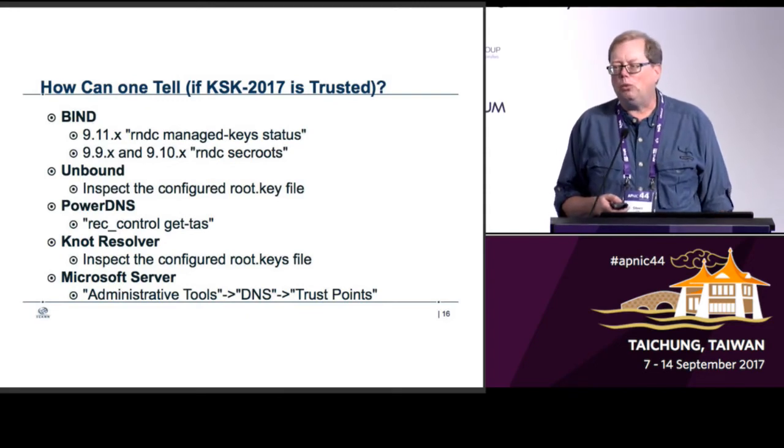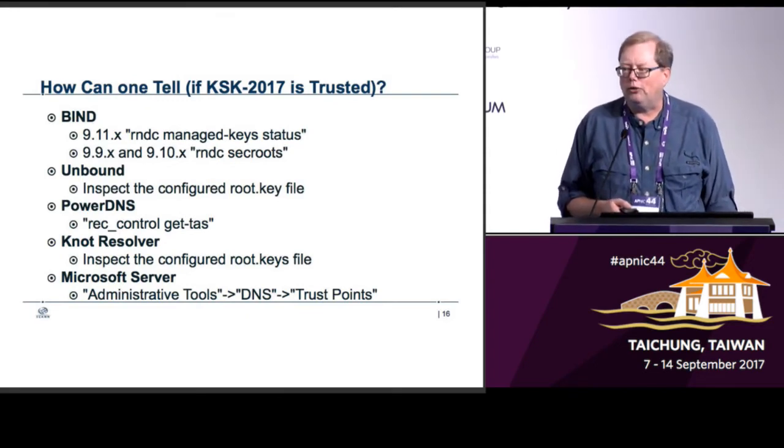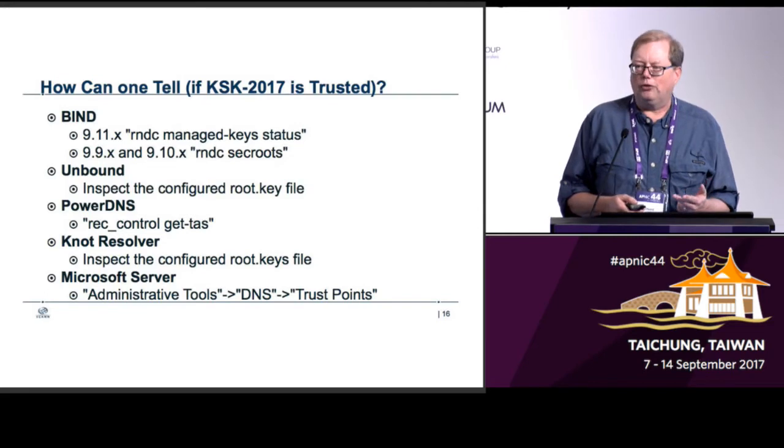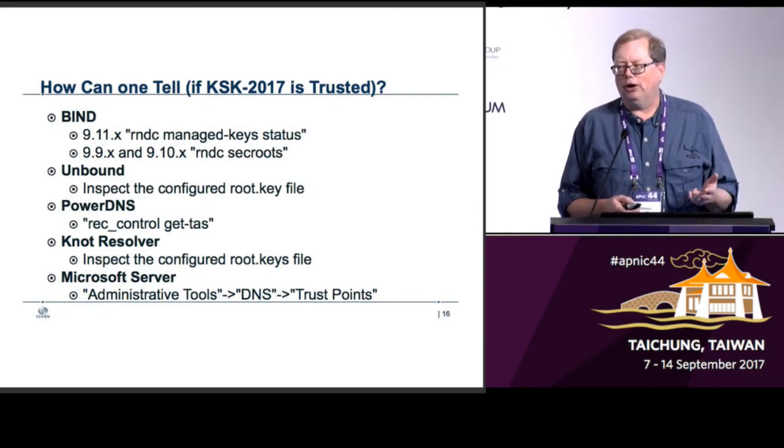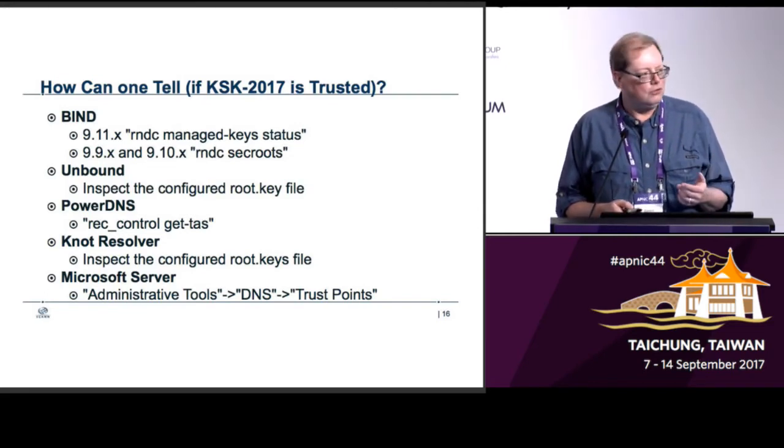Now, it depends on what your software is. There are lots of software out there. There are a lot of versions of software out there, and there are a lot of different environments out there. So the answer is it depends.